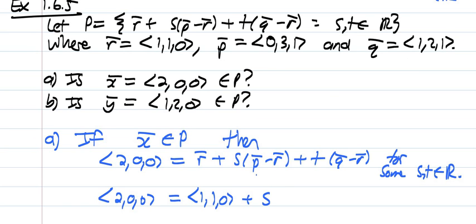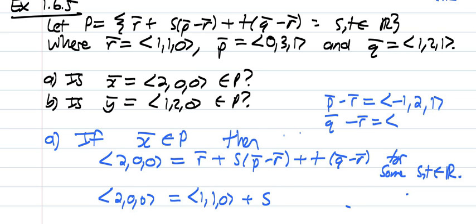We don't know what P minus R is, so let's quickly do this. P minus R works out to be the vector: 0 minus 1, which is minus 1; 3 minus 1, which is 2; 1 minus 0, which is 1. That was easy. And now we do Q minus R. So we get 1 minus 1, which is 0; 2 minus 1, which is 1; 1 minus 0, which is 1 minus... which is minus 1.